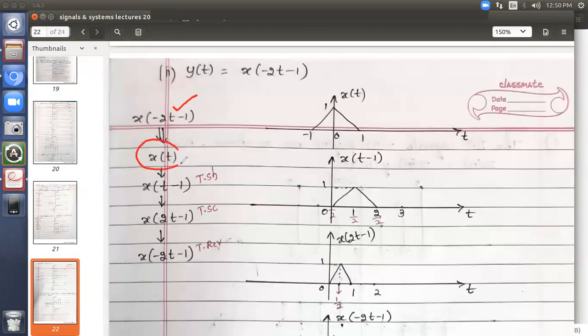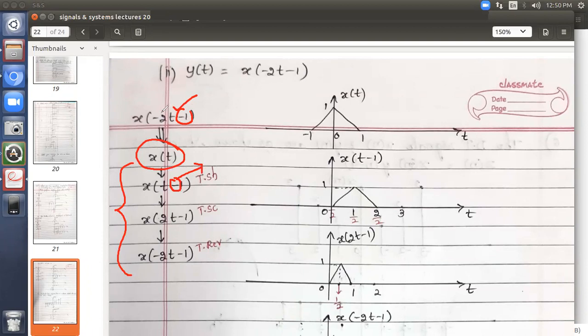I will start with x of t. This is just a summary of what we do. First, as we have 3 different operations, we will start with the precedence rule. We should go for shifting first. So I will shift by -1, that is a right shift by 1 amount. Right shift, negative sign.